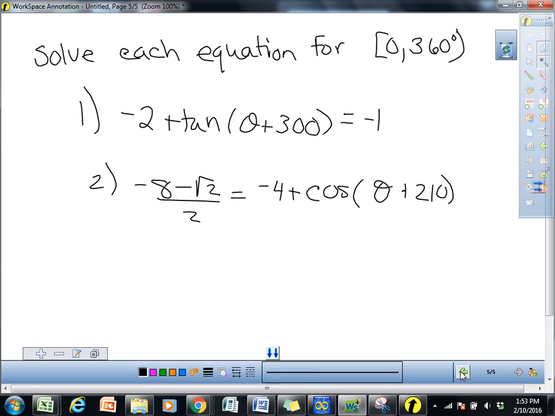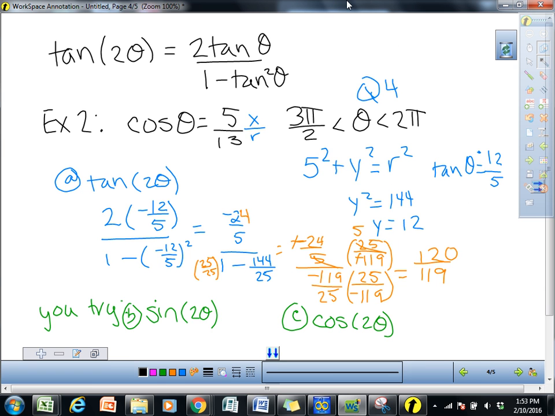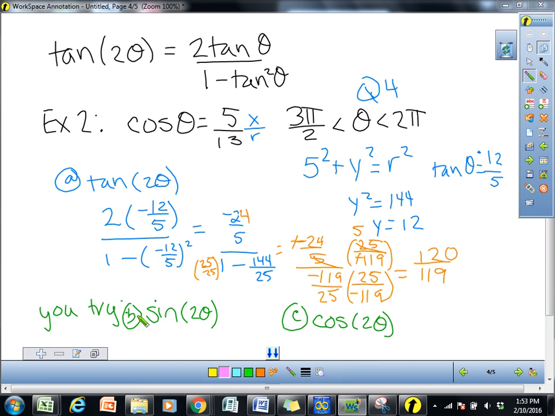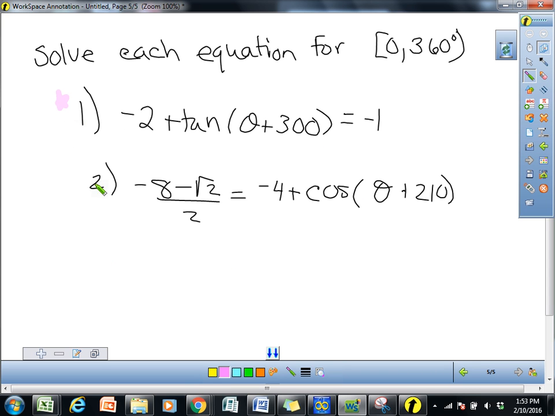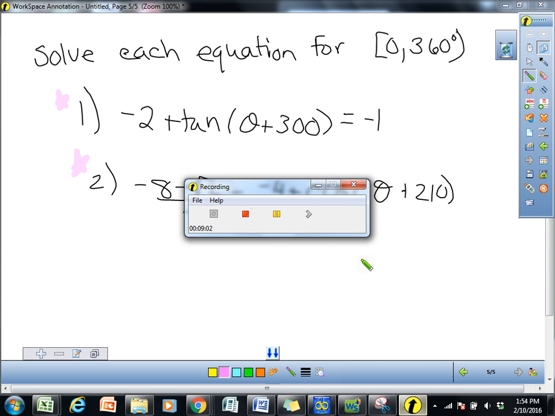Alright, so you have the 2, try this here, sine 2 theta, cosine 2 theta, still using this angle. And then we have 2 problems for you to solve that I will check for your homework tomorrow.